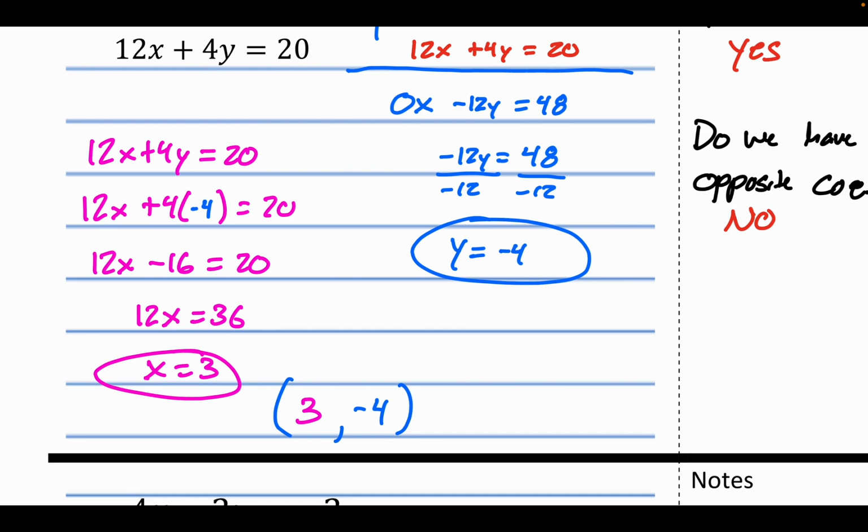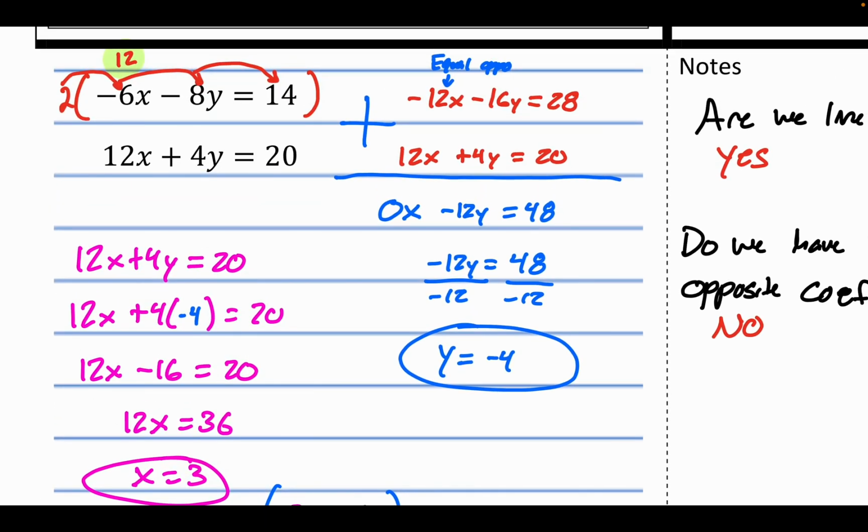So elimination with multiplication doesn't change much of what we've already been doing. Instead of just multiplying by a negative here to make it equal opposite, we might be multiplying by a number like 2, 3, 5, whatever we choose to get those equal coefficients.